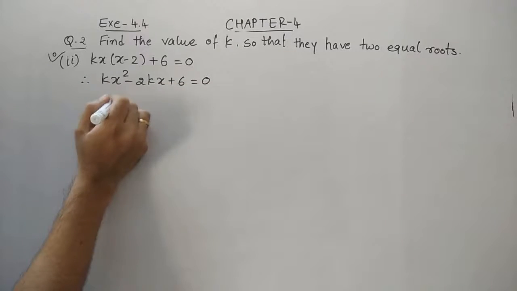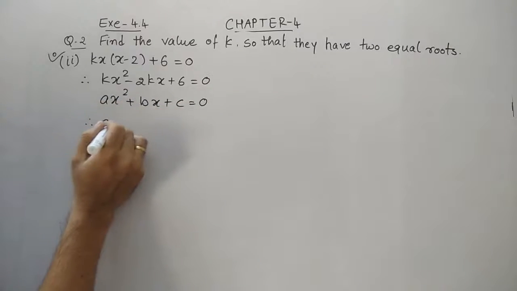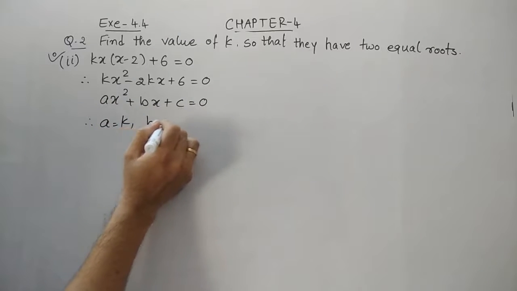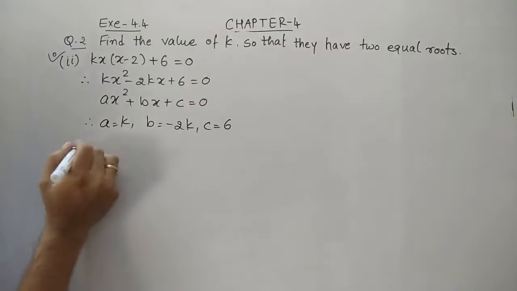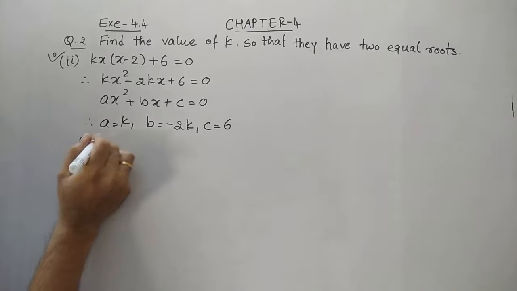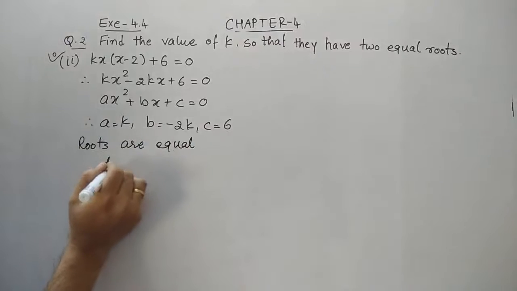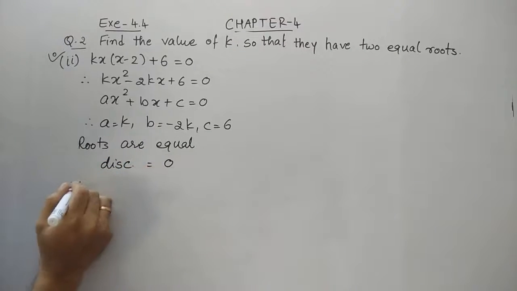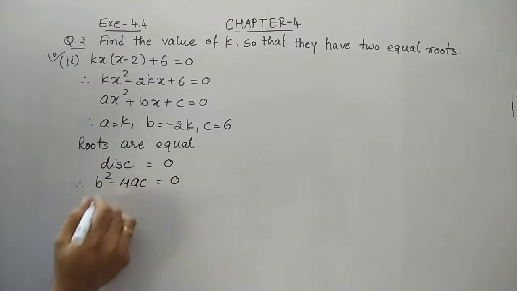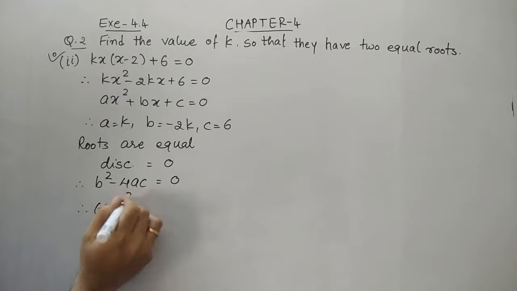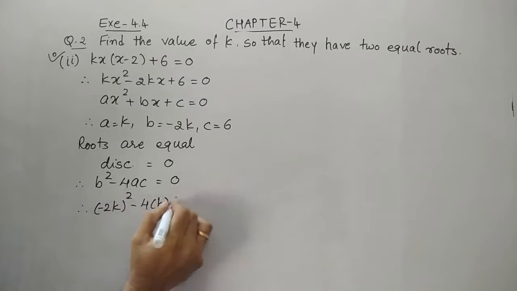Now we'll compare this with the standard form, that is ax square plus bx plus c equals to 0. Therefore the value of a is the coefficient of x square, k, b is minus 2k, and the value of c is 6. So as it is clearly mentioned that the roots are equal, as we discussed in the previous question, when the roots are equal, the discriminant of this quadratic equation is 0. That means b square minus 4ac is equals to 0. Let us substitute all the values. B, that is minus 2k, minus 4a, and c.